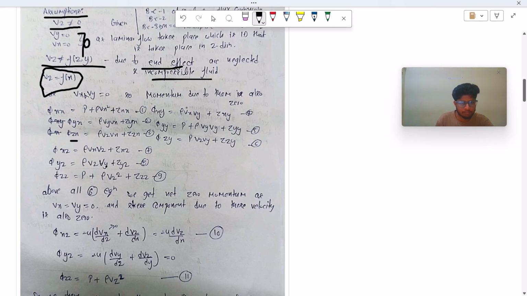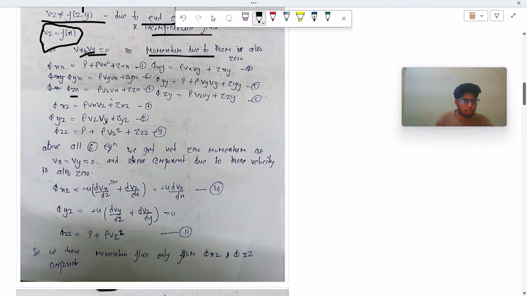So coming to the case here, Vx and Vy are 0, so the momentum due to this velocity component must be 0, as there is no velocity in x direction and no velocity in y direction. So there is no momentum caused by these velocities. We have 9 velocity components and 9 momentum components: φxx, φyx, φzx, φxy, φyy, φzy, φxz, φyz, φzz. For φxx, that is p plus ρvx² plus τxx. As velocity in x direction is 0, τxx is 0, so there is no net momentum.